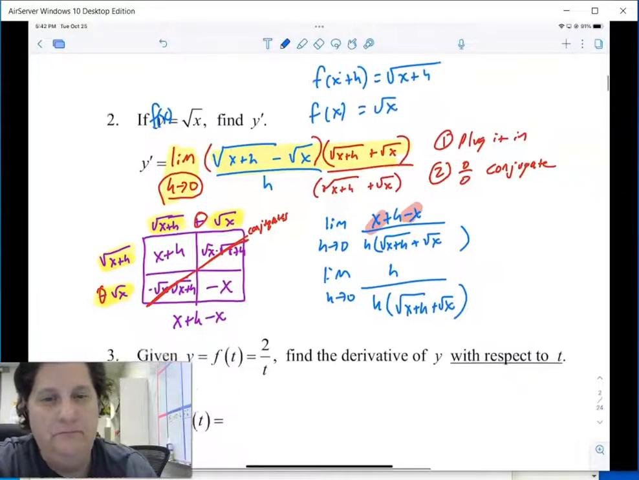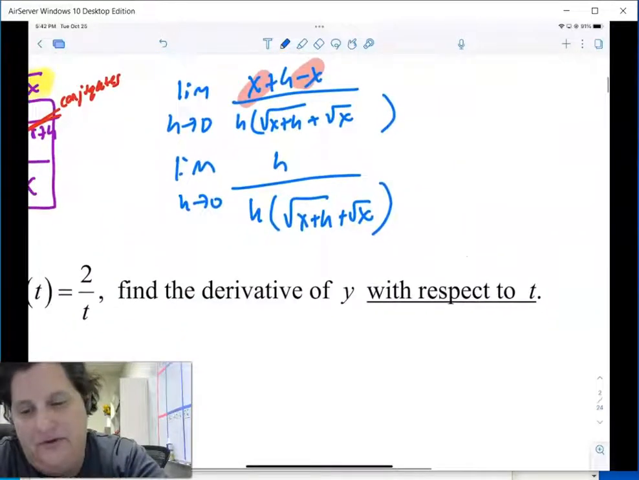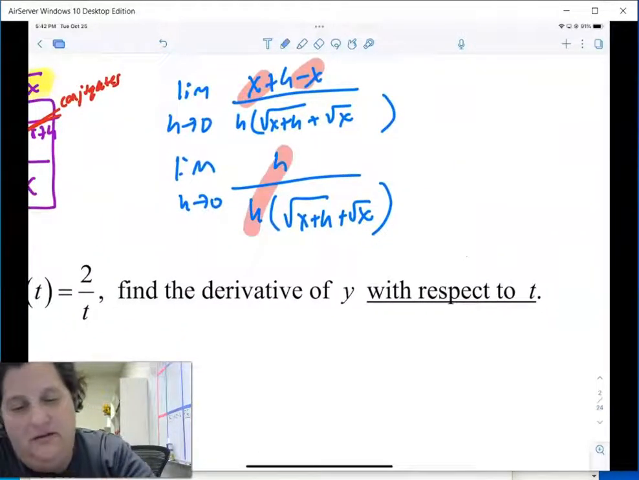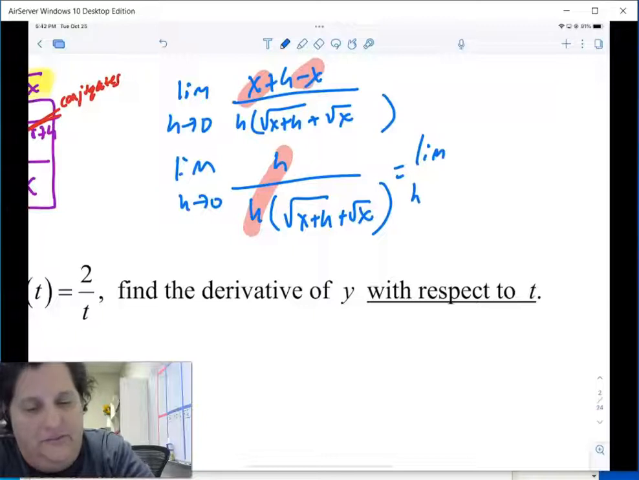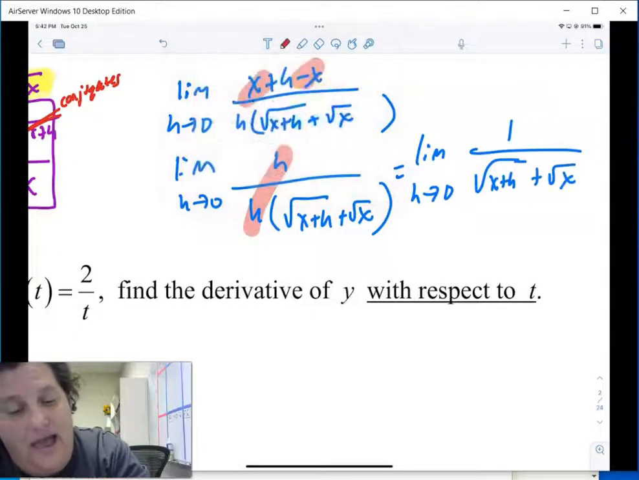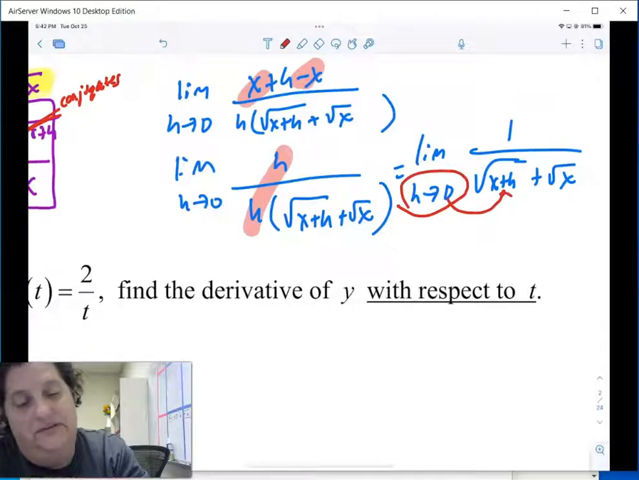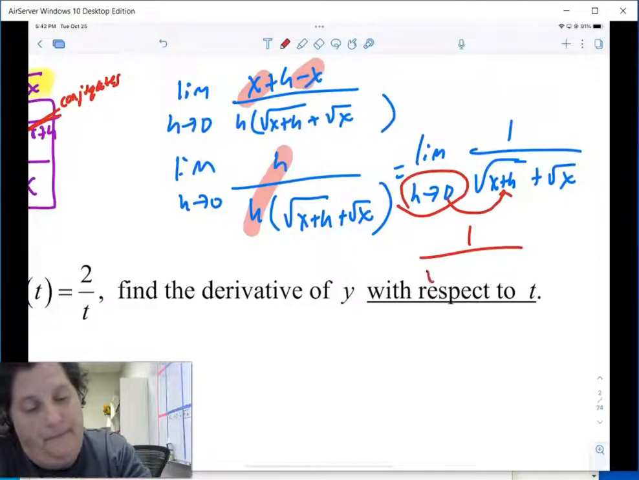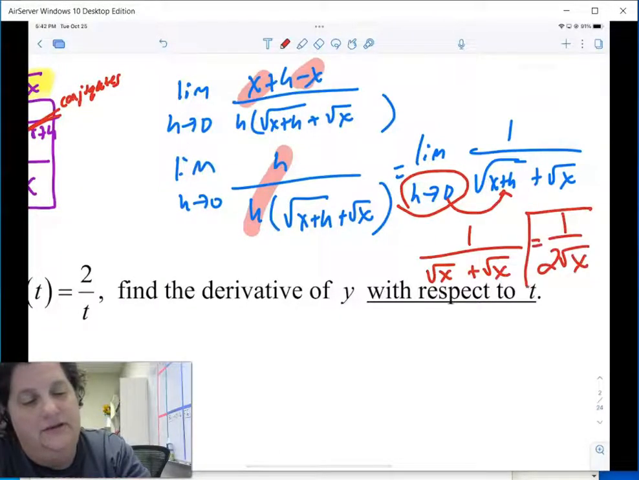Okay? Do you guys see what happens right here? The h's cancel out. So I have, and I have to just keep writing, limit as h approaches 0, 1 over square root of x plus h plus square root of x. And at the very end, h goes to 0. Square root of x plus 0 plus square root of x is 1 over 2 square root x.